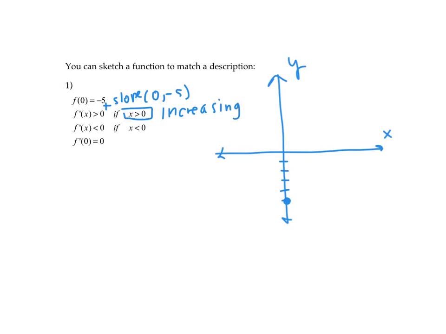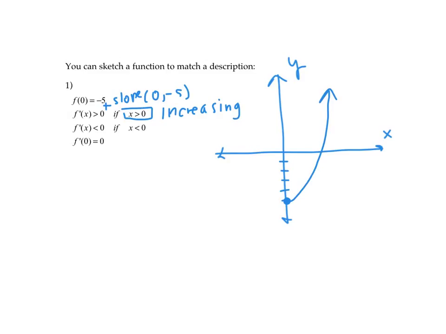So if you start at your point (0, -5), and we show an increasing function, notice that we have half of a parabola. Now remember, we're just sketching, so we're not going to be any more precise than having that point at (0, -5) and showing that it's a parabola.